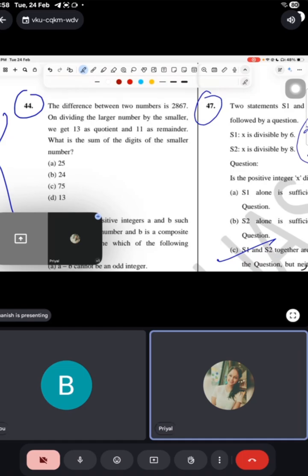Question: there are two numbers A and B. The difference is 2867. Imagine A is larger than B. By dividing A by B, we get 13 as a quotient and 11 as a remainder. So the question is simply asking for the sum of the digits of the smaller number, which is B.